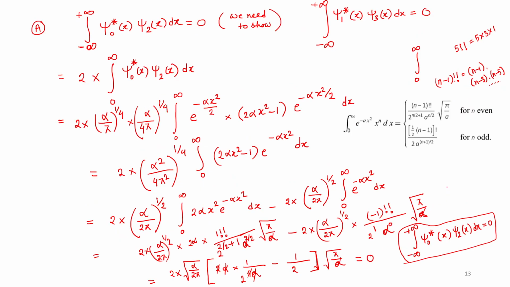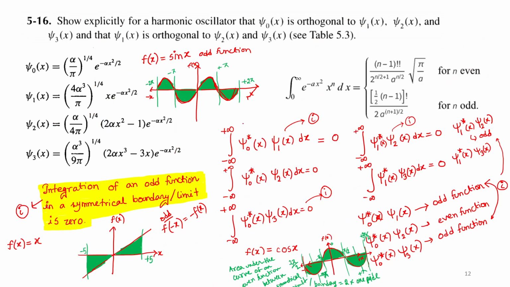Similarly, here we got psi 0 and psi 2 are orthogonal. Using that odd function thing, we have also proved that psi 0, psi 1, psi 0, psi 3, psi 1, psi 2 are orthogonal. So this is one approach. For the odd function, you can do it very easily, right?